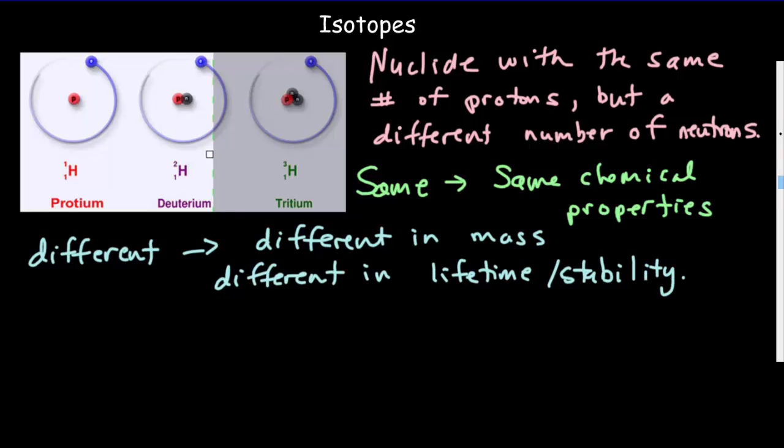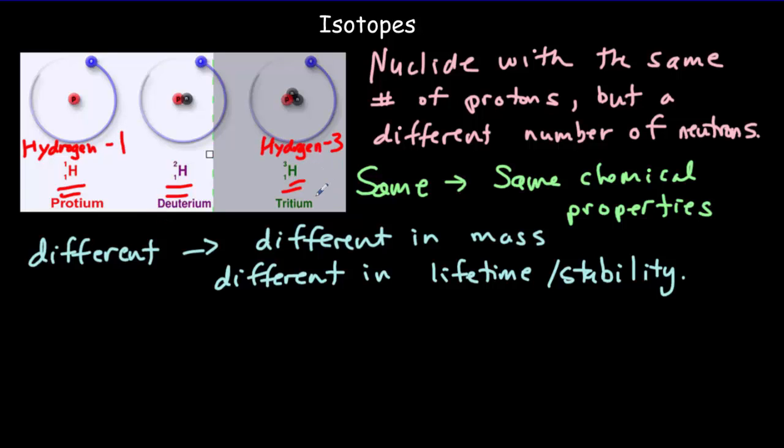So for example, there are 3 common isotopes of hydrogen: hydrogen 1, hydrogen 2, and hydrogen 3. Notice that when we're naming these isotopes, we state the element, and then we state the mass number. That identifies the isotope uniquely. And of course, tritium here, hydrogen 3, is going to be more massive than hydrogen 1 or hydrogen 2. So they differ in their mass.